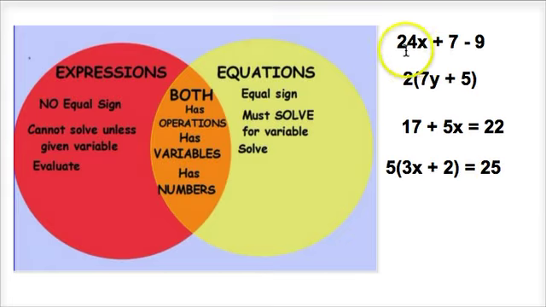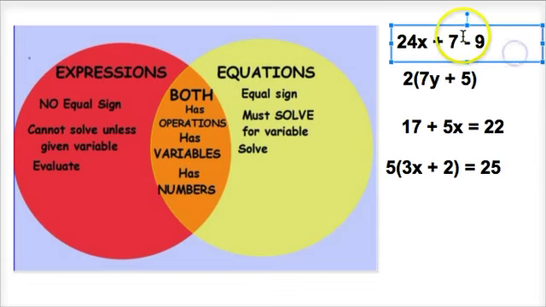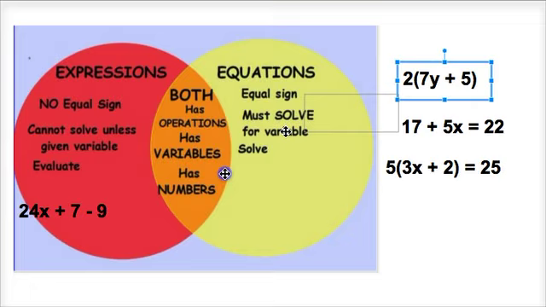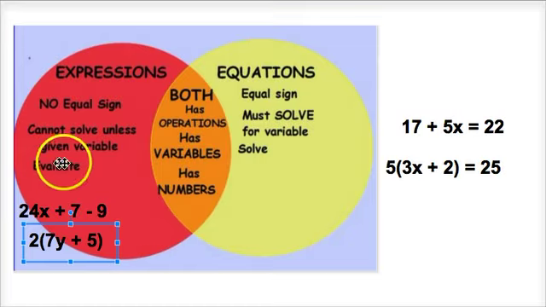Well, I'm looking at this, and I have numbers, I have a variable, I have operation signs, but there's no equal sign. So this, I'm going to put over here as an expression because it meets the criteria here. And I'm looking at this one. I have 2 parentheses, 7y plus 5 parentheses, but again, no equal sign. So I can move this here because this is an expression.